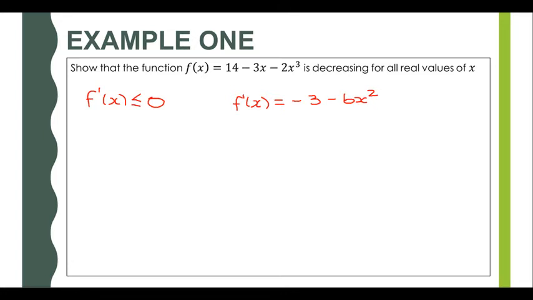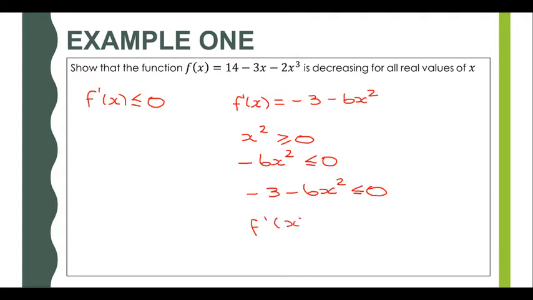If we look at this function, we know that x squared is always greater than or equal to 0. So that tells us that -6x squared must always be less than or equal to 0, which means that -3 minus 6x squared must also be less than or equal to 0. So f dash of x is less than or equal to 0 for all real values of x.